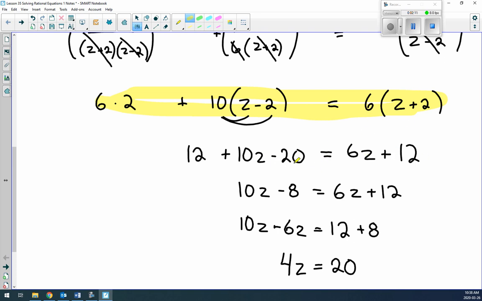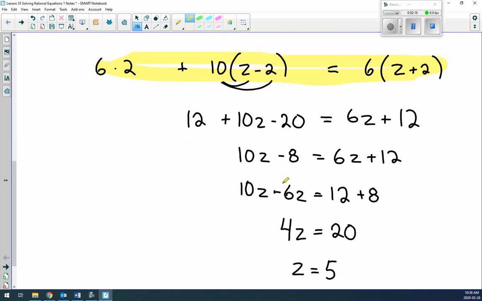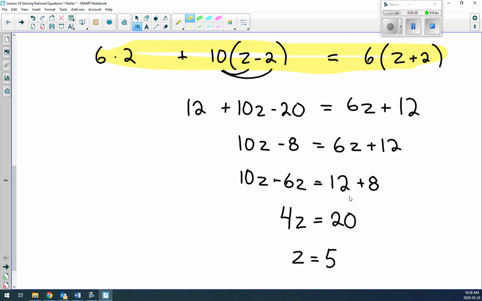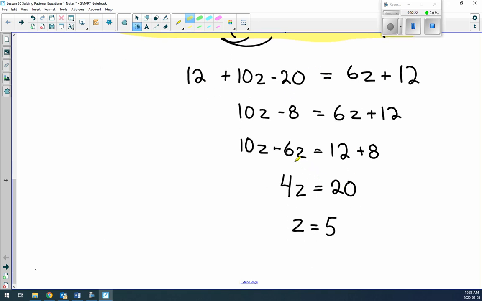Again, you have a nice bunch of terms here. Rearrange them and get the z's by themselves. You just move stuff around. Here you can combine the 12 and the 20. Then we can move the 6z over to this side and the 8 over to this side. So we end up with 4z equals 20, and z equals 5.